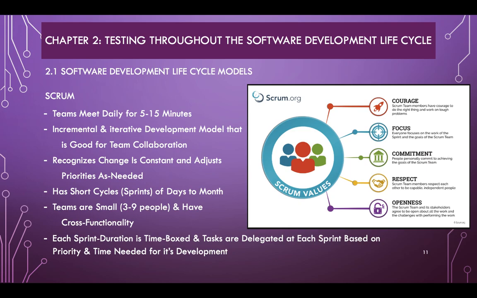Scrum. The term Scrum is a rugby term. In a Scrum model, the team meets daily for 5 to 15 minutes. It is an incremental and iterative development model that is good for team collaboration. Scrum recognizes change as constant and adjusts priorities as needed. It has short cycles called sprints that are days, but also can be as long as months. The teams are small, usually 3 to 9 people, and the team members all have cross-functionality on a project. Each sprint duration is time-boxed, and the tasks within the sprint are delegated at the beginning of the sprint based on the priority and the time needed.